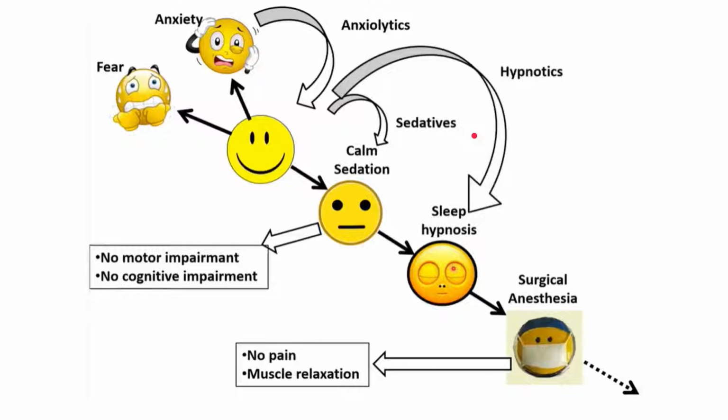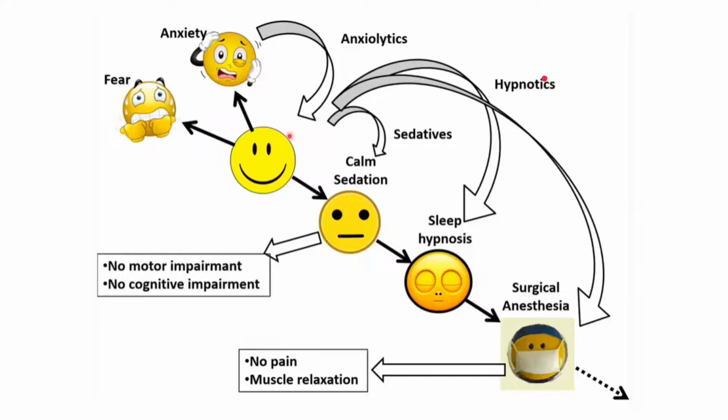Then, if a patient takes a drug that takes them from the normal state to the sleep or hypnosis state, then this is called hypnotic. It's a drug that induces sleep. And if a patient takes a drug that takes them from the normal state over here all the way to surgical anesthesia, then this is called an anesthetic, general anesthetic.